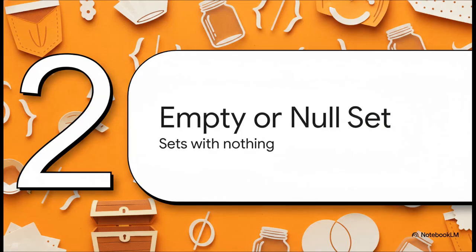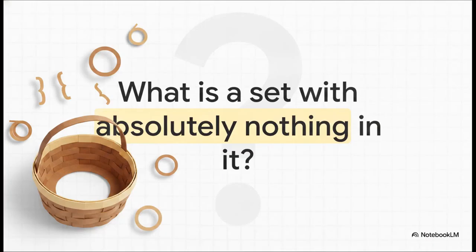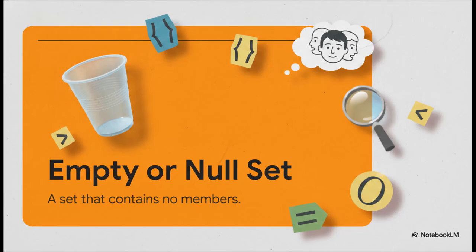All right, moving on to section 2, the empty or null set. So imagine I hand you a basket, right? But when you look inside, there is absolutely nothing there. Zip. Zero. What do we call a set with absolutely zero items inside? I bet you can guess the two special names we use for this one. The answer is, well, wonderfully simple. It's called the empty set, or the null set. It's simply a set that contains no members at all.